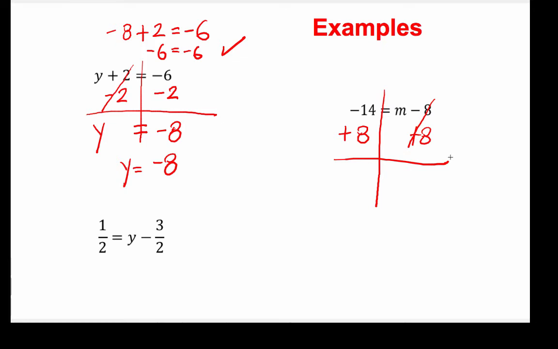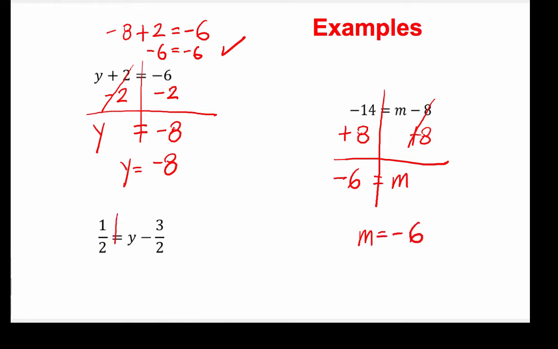Minus 8 and plus 8 gives me 0. So on the right side I've got m. On the left side, negative 14 plus 8 is negative 6. So my equation is solved. M equals negative 6, or negative 6 equals m. Either way, we have the same expression.